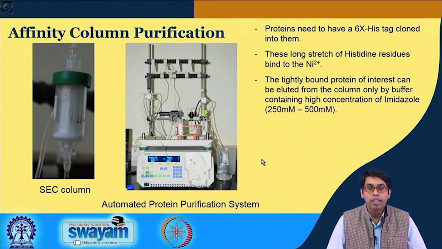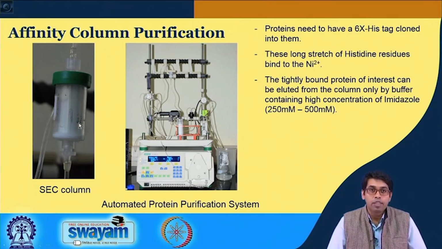So, if there is no affinity tag, we have to go through these multiple steps of purification. If we have an affinity tag, then the purification becomes much simpler. One example of an affinity tag is a tandem 6 histidine tag, which can be added to our protein of interest either to the N terminus or to the C terminus. These 6 histidine residues bind to nickel.